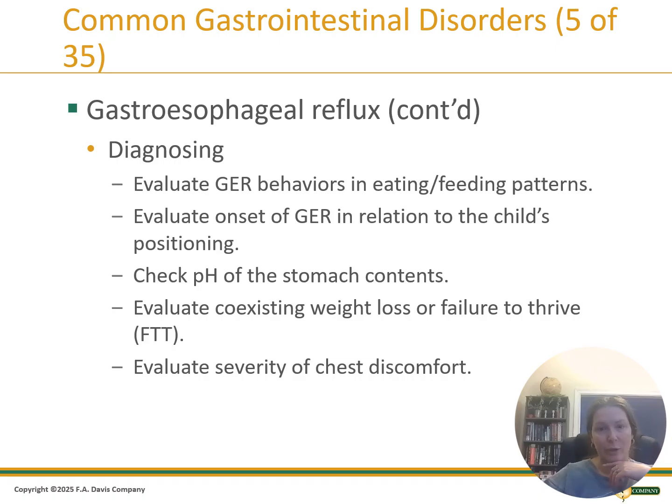We also want to evaluate if there's any chest discomfort or pain cue behaviors, such as the crying, refusal to feed, or once again arching their back like that. So this is going to become a priority problem for you whenever you do have that interference with nutrition, growth, and then airway safety.